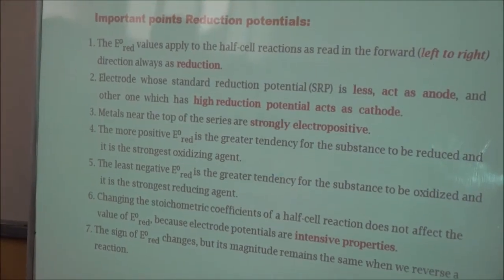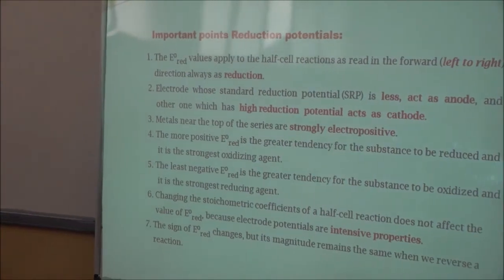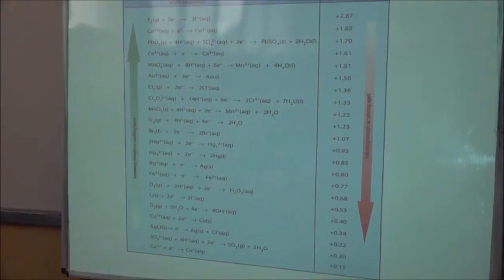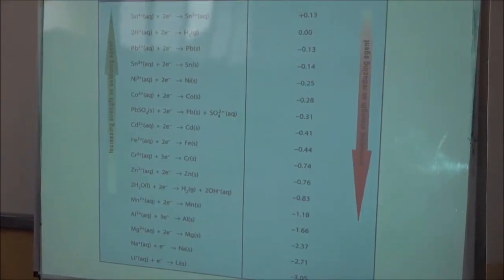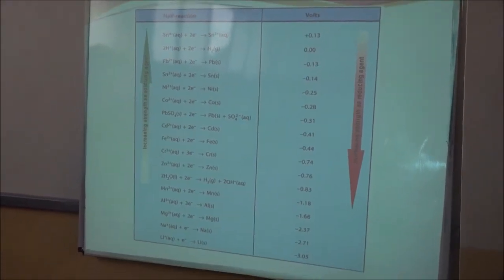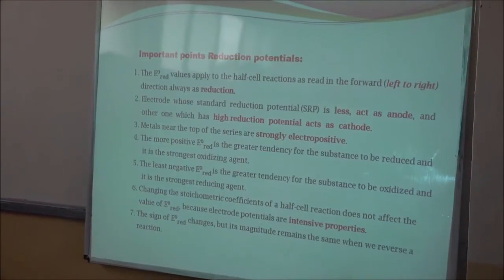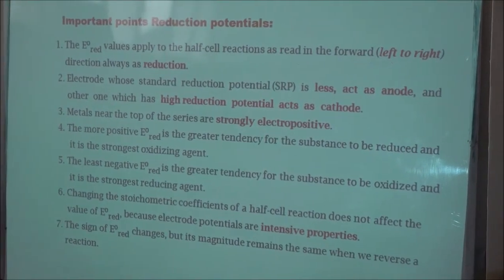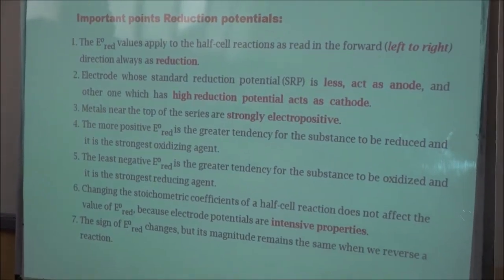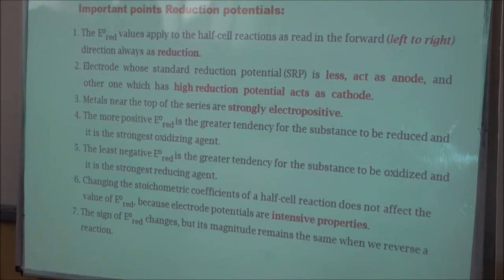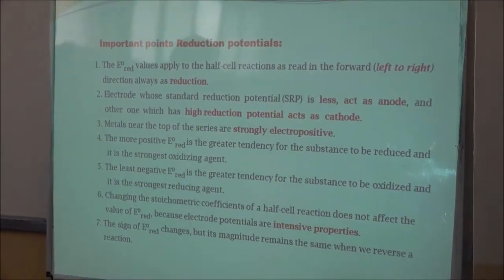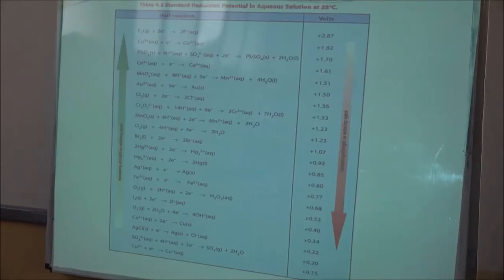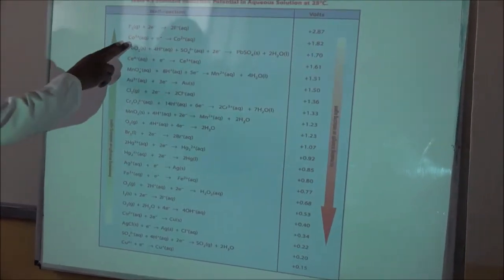Next, important points in reduction potential values. In reduction potential, students, you have this table in your textbook, you can refer to it, but I need to explain very important points about the reduction potential values. In reduction potential values, you should always read the half cell reaction from left to right as reduction form. All are in reduction form. What does it mean? Here, all are reductions.